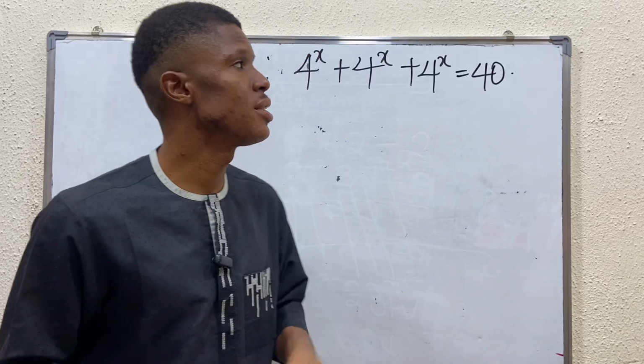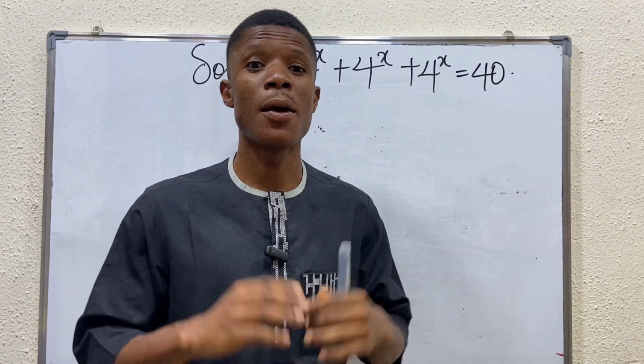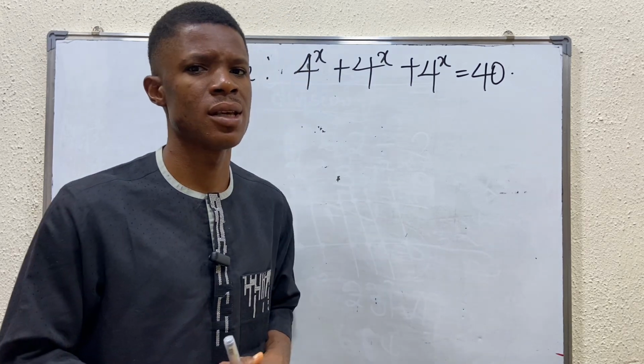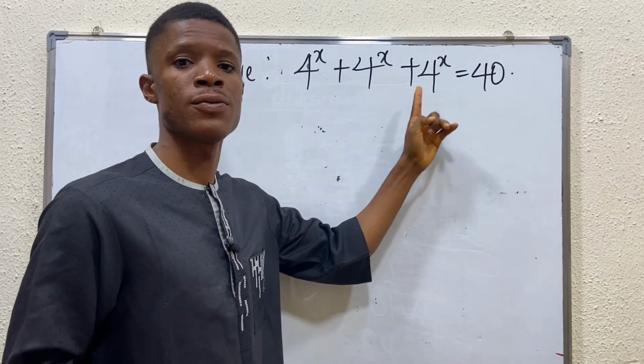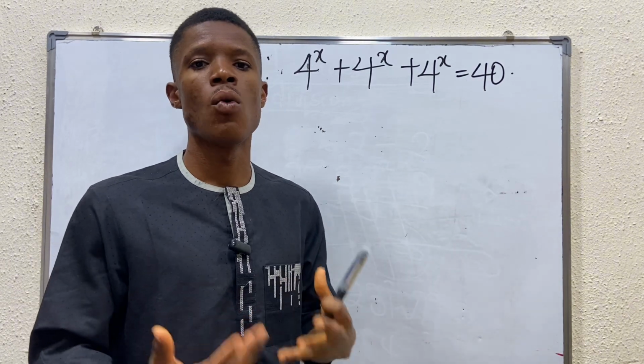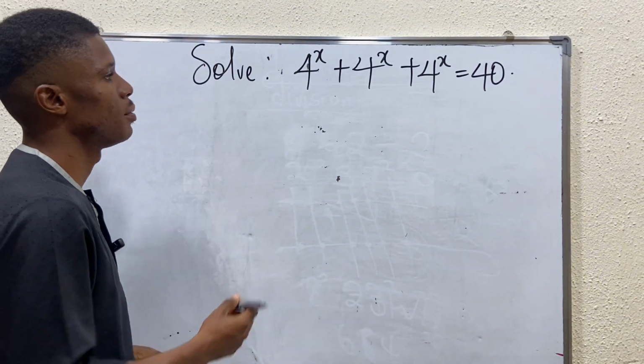Can you solve this Maths Olympiad problem we have on the board? If you think you can, pause the video and make a guess. We have 4^x + 4^x + 4^x = 40. What then is the value of x? To solve this is very simple.